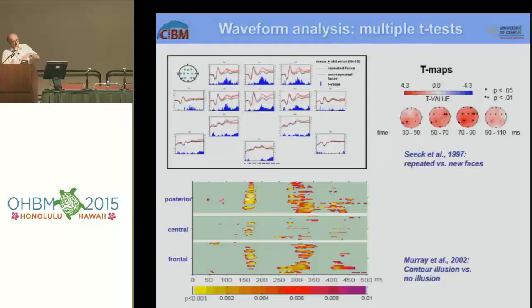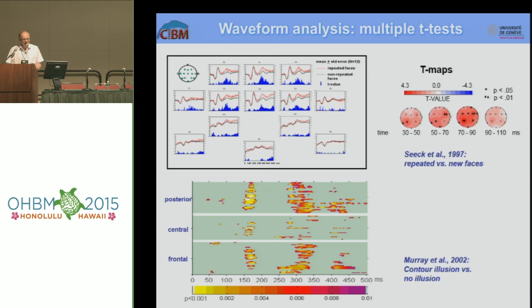Another way to do it a little bit more globally, which was already done 20 years ago and is still used in several applications, is to do t-tests for each electrode and each time point, and look at differences between conditions across subjects. This is one possibility here in a study done about 20 years ago. This is another one a little bit later with more electrodes. The idea is that you have a t-test at each time point in the different electrodes, and you look at the latencies where you have differences between conditions. That's a more global way.